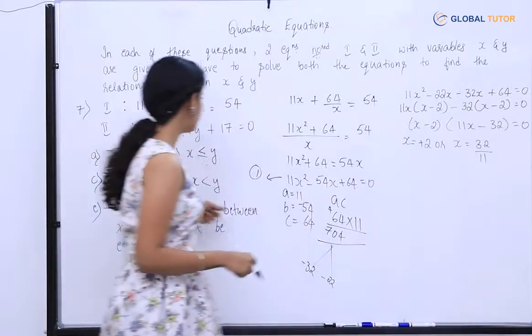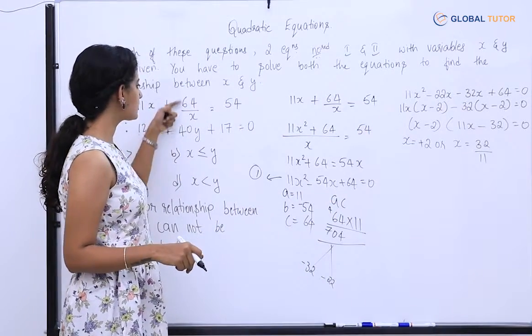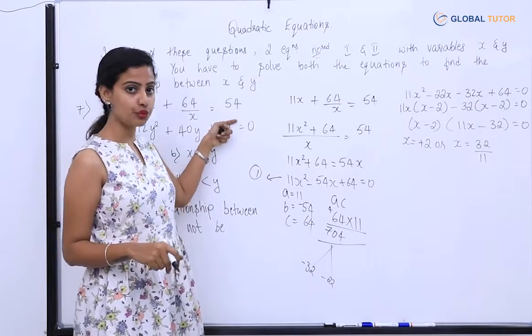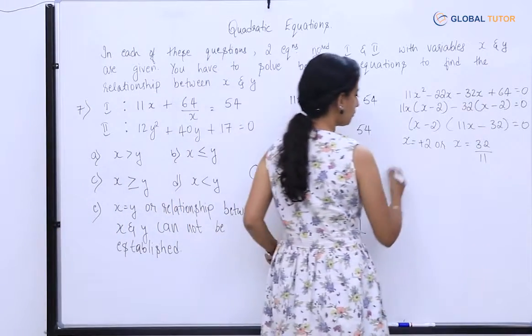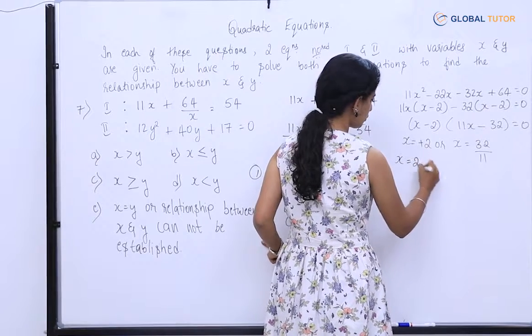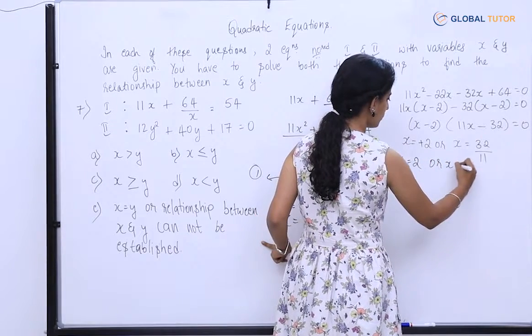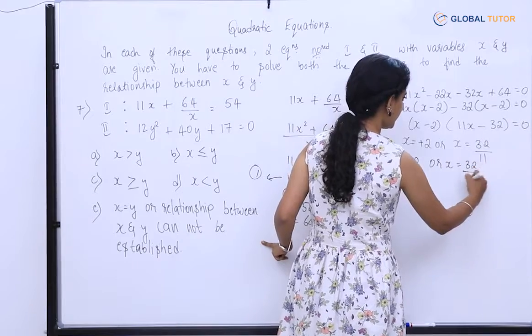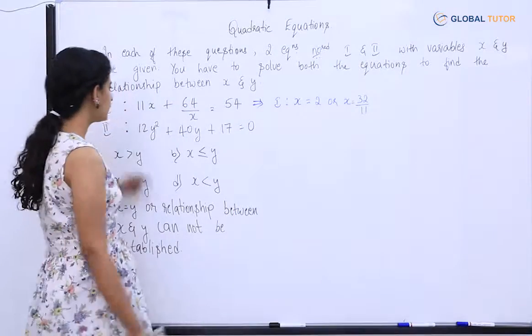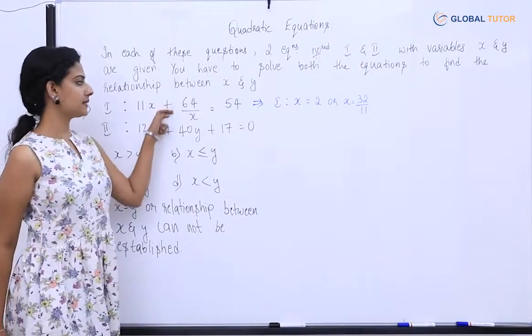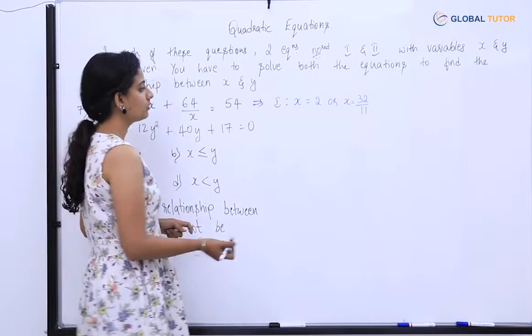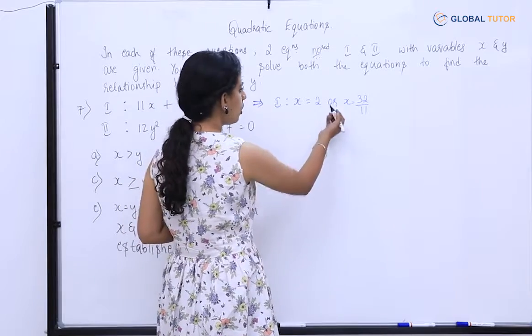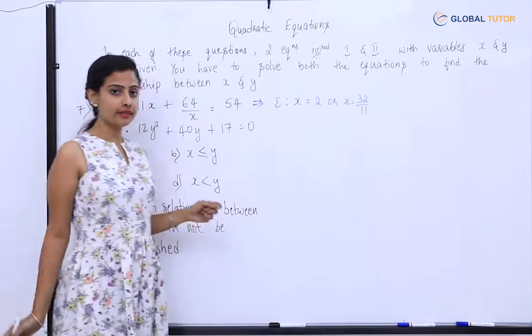So for the first equation, 11x plus 64 divided by x is equal to 54, when we solved it using this method, we got the values x is equal to 2 or x is equal to 32 by 11.